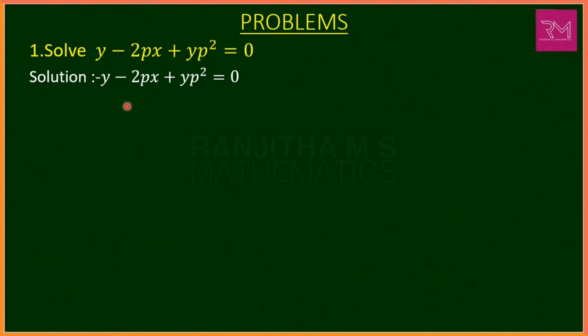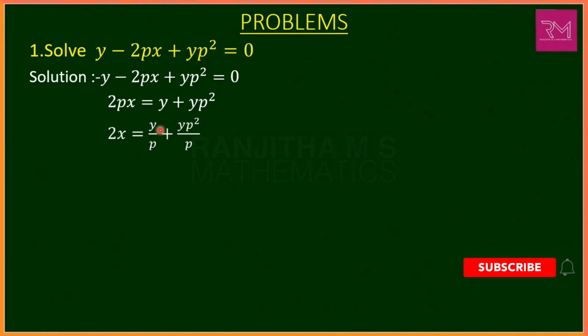The first step of the solvable for x method is to convert the given non-linear differential equation into the form x is equal to f of y, p. So minus 2px goes to the right hand side and becomes positive: 2px is equal to y plus yp square. Take this p to the right hand side, it goes to the denominator. We get 2x is equal to y plus yp square divided by p, that becomes y by p plus yp square by p. Here p gets cancelled, remaining 2x is equal to y divided by p plus y into p. Call this equation number 1.